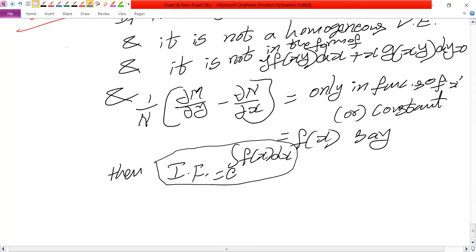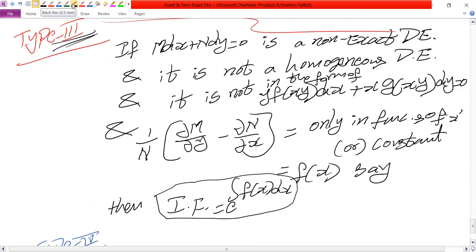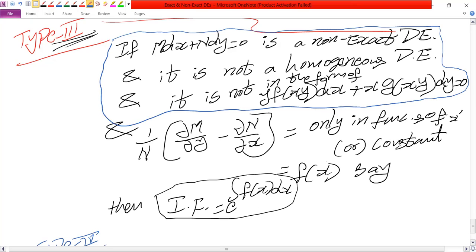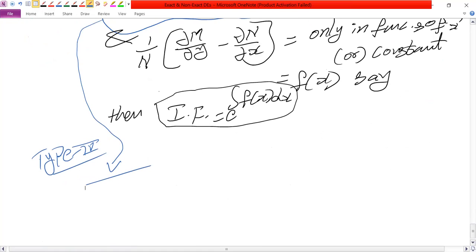Now I'm going to take the next type, type 4. What is type 4? Here also the same conditions we discussed apply. M dx plus N dy is not an exact differential equation, it is not a homogeneous differential equation, and it is not in the form of y into f of xy into dx plus x into g of xy into dy. All these conditions are satisfied in type 4 also. In addition to this, we find dou M by dou y minus dou N by dou x, the same as here.